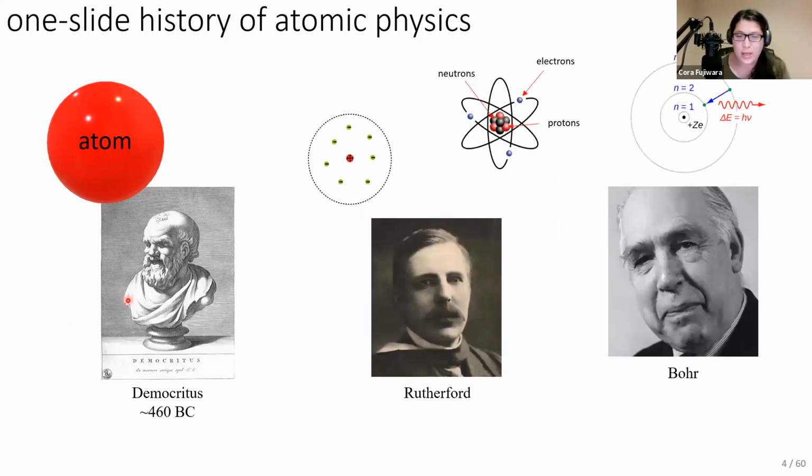But it wasn't until, say, the last 100 years or so that it came to be understood that atoms are actually composed of subatomic particles, namely neutrons, electrons, and protons. This is really exemplified through the famous Rutherford scattering experiment, where it came to be understood that there was a central nucleus, which is positively charged, surrounded by some negatively charged exterior.